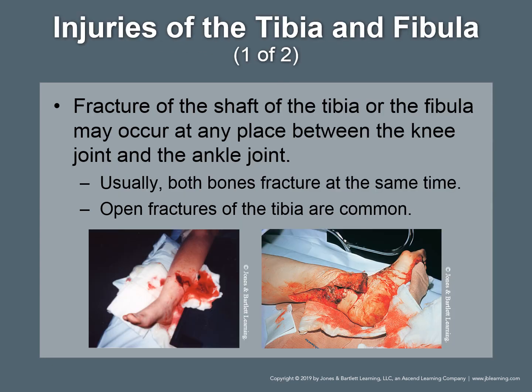Fracture of the shaft of the tibia or the fibula may occur at any place between the knees or the ankle joint. Both bones are typically fractured at the same time. We call these tib-fib fractures. Open fractures of the tibia are common. We see that a lot of times with falls, twisting motions.